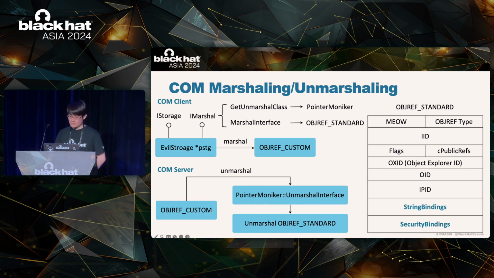A COM client can set the class ID of the marshaled data to the class ID of the pointer moniker, and set the data to an OBJREF_STANDARD. When the COM server unmarshals the OBJREF_CUSTOM sent by the client, it will create a pointer moniker object and call the unmarshal interface method to unmarshal the OBJREF_STANDARD. There are two important fields in OBJREF_STANDARD, which are called the string binding and security binding.